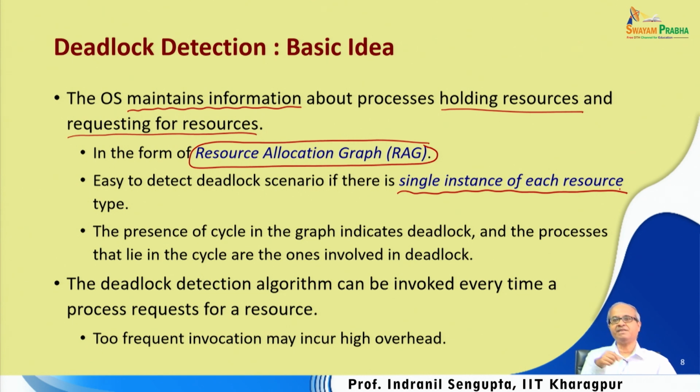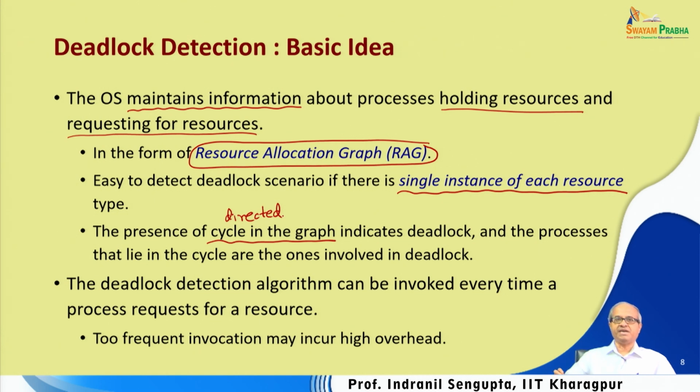Any directed cycle in the graph will indicate that there is a deadlock. The presence of a cycle in the graph, in fact a directed cycle, a cycle with directed edges, will indicate that a deadlock has taken place, and all the processes that lie in that cycle can be identified as the processes involved in the deadlock. Suppose I find P1, P3 and P5 are present in that cycle, which means that they are fighting for the resources and have fallen into a deadlock situation.